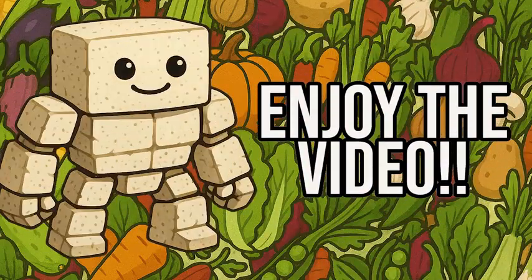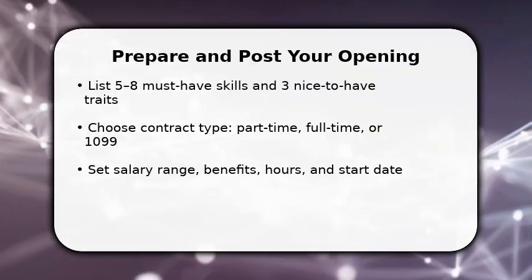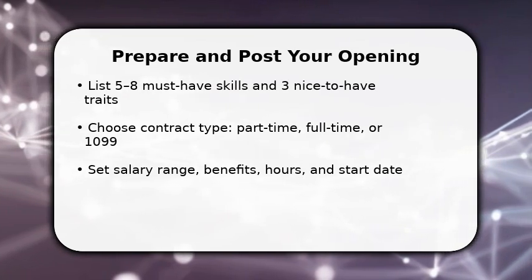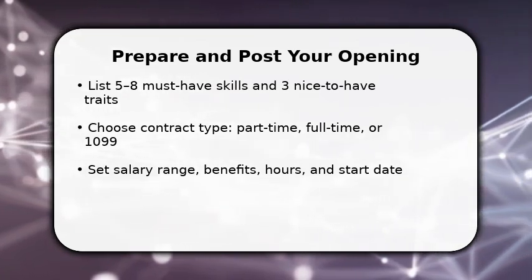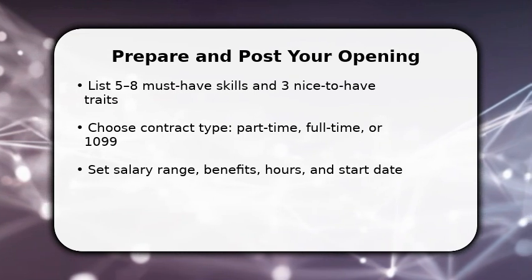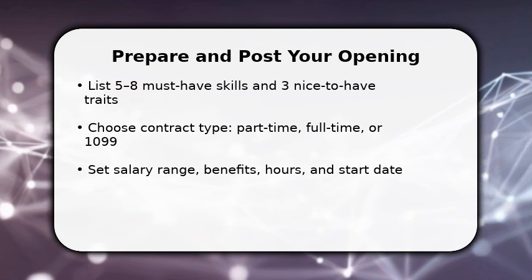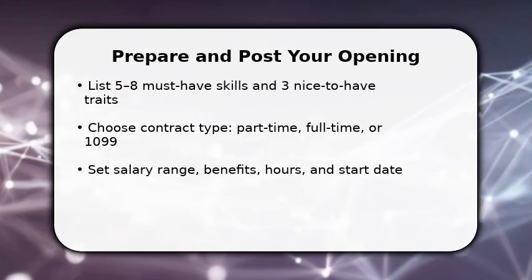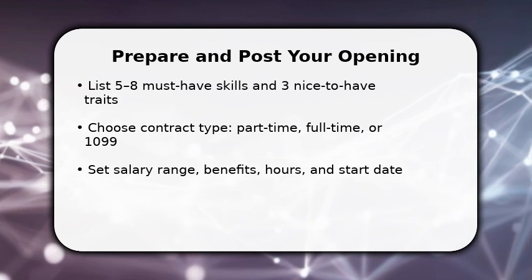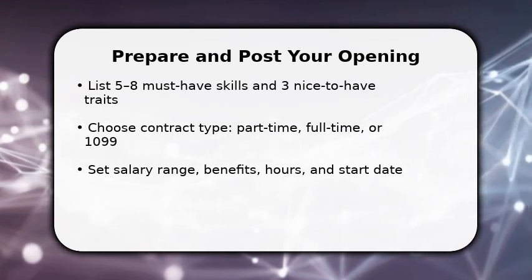Please enjoy the video. You start by defining exactly what you need and why it matters. List 5 core skills, 3 soft traits, and the primary outcomes the assistant must deliver. Once done, pick employment type, part-time, full-time, or 1099, and set a realistic salary range and benefits.